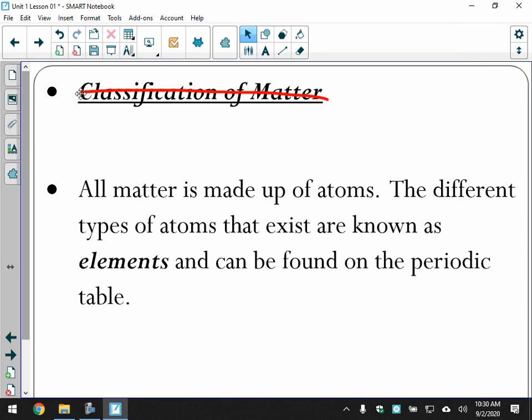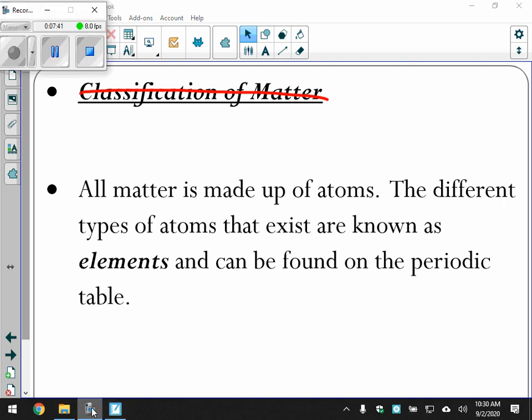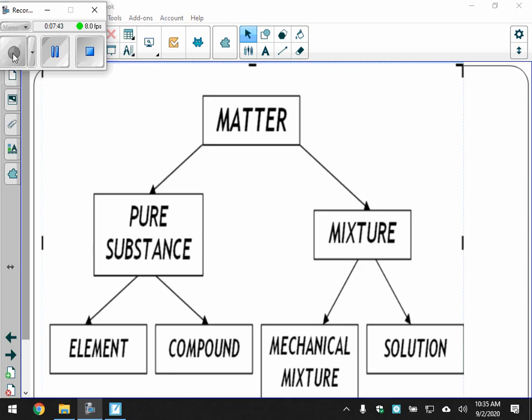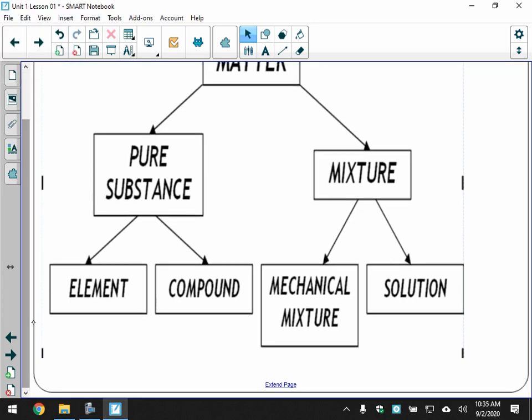All matter is made up of atoms, of course, we know that. The different types of atoms that exist are known as elements, and they can be found in the periodic table. Copy this. Matter is made up of pure substances and mixtures. We're going to talk a little bit about solutions eventually. You don't have to worry about this, but mostly we focus on elements and compounds, and we will talk about some solutions as well.